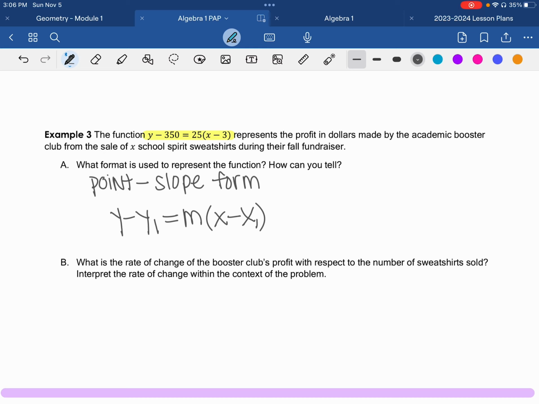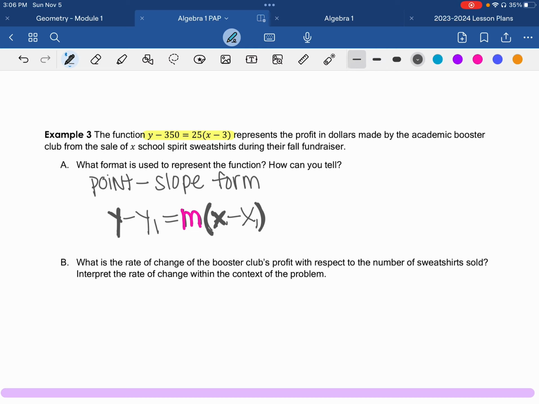The thing that gave it away for me was that the y was being subtracted by a number. The slope was in front of the parentheses. And inside the parentheses, I saw x minus a number. I saw the x quantity minus a number. So the format is what gave it away for me.